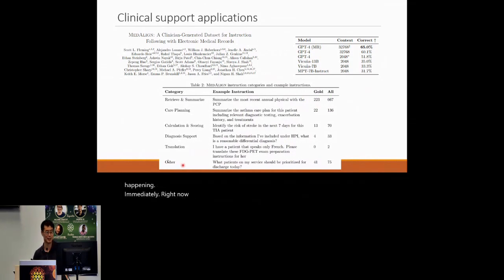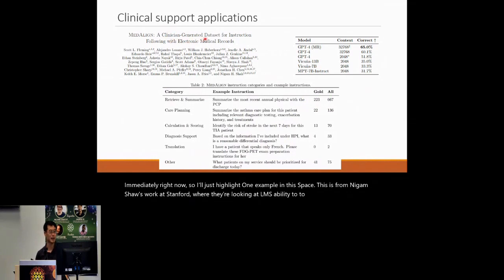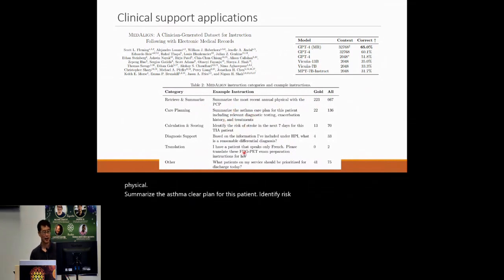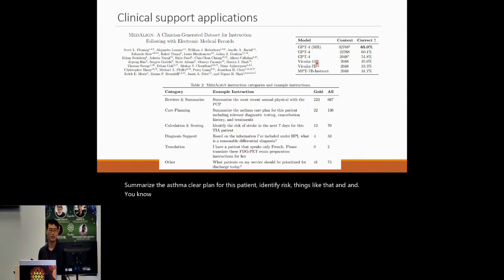I'll highlight one example in this space. This is from Nigam Shah's work at Stanford, where they're looking at LLMs' ability to operate on clinician-generated instructions. The instructions are things like summarize this recent annual physical, summarize the asthma care plan for this patient, identify risk, things like that. The LLMs currently don't do great. GPT-4 in their particular system is 65% right, which means 35% of the time they're wrong.